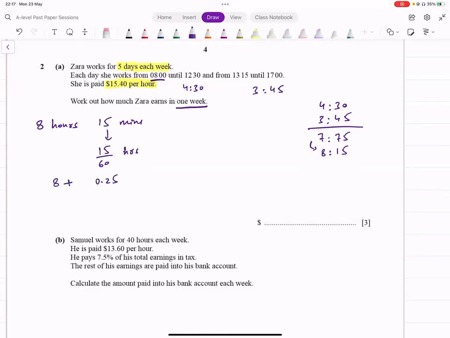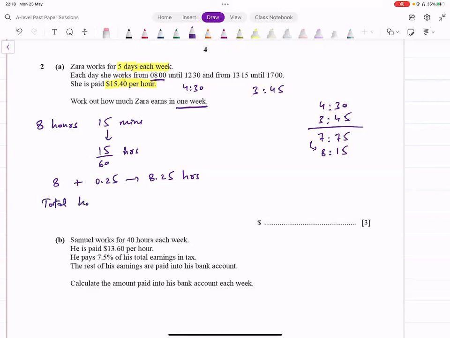So we've got 8 plus 0.25. That is 8.25 hours. ये उसका time आ गया for every single day. This is how much she works every single day. Okay, now she is working 5 days each week और उसके total number of hours कितने हो जाएंगे?